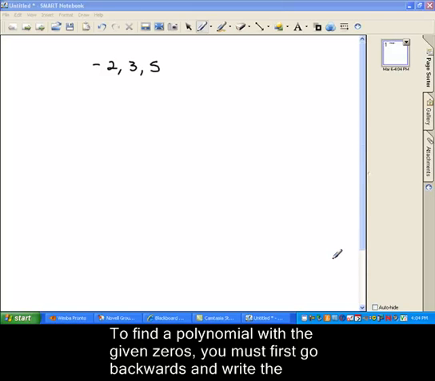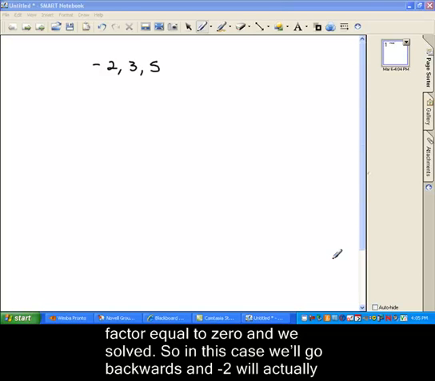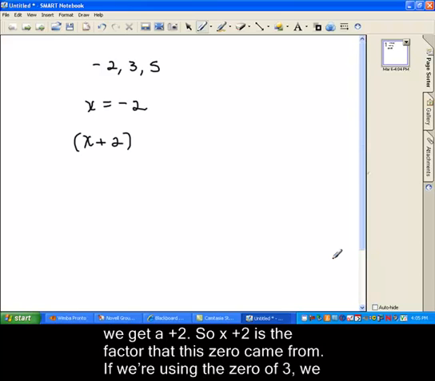To find a polynomial with the given zeros, we must first go backwards and write the polynomial in its factored form. Remember that when we were trying to find the zeros, we set the factor equal to 0 and we solved. So in this case, we'll go backwards, and negative 2 will actually become x plus 2. If we have x equals negative 2, and we bring the negative 2 back over to the x, we get a plus 2. So x plus 2 is the factor that this 0 came from.